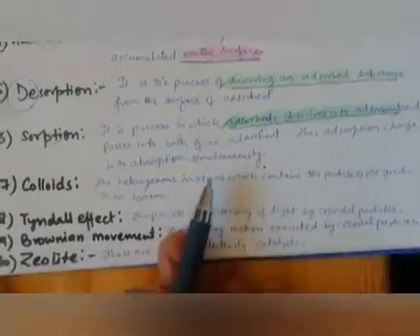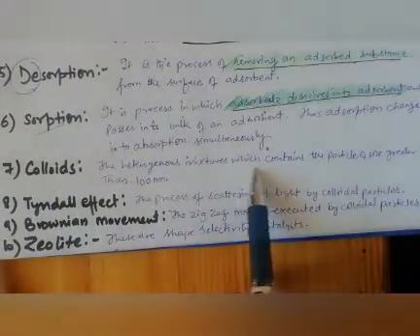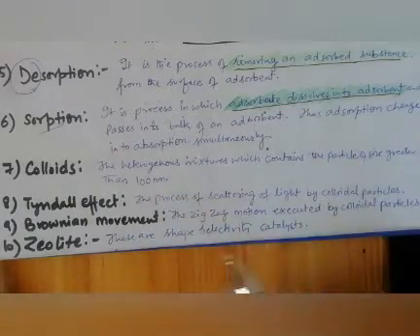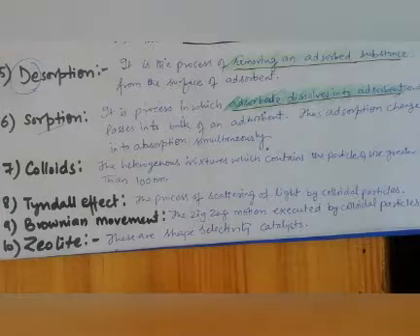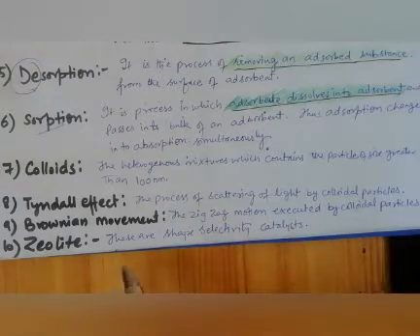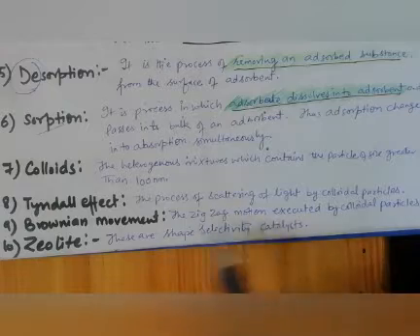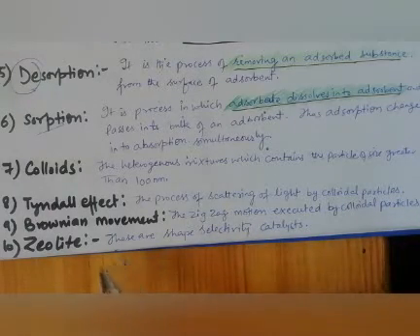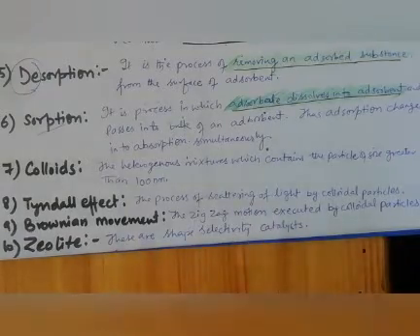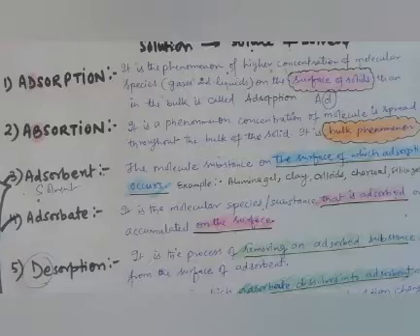Next is colloids. Colloids are a heterogeneous mixture which contains particles of size greater than 100 nm. We did Tyndall effect and Brownian movement. The process of scattering of light by colloidal particles is called Tyndall effect, and the zigzag motion of colloidal particles is called Brownian movement. Zeolite is one of the important terms here. These are shape selective catalysts. All these things we will study in detail.